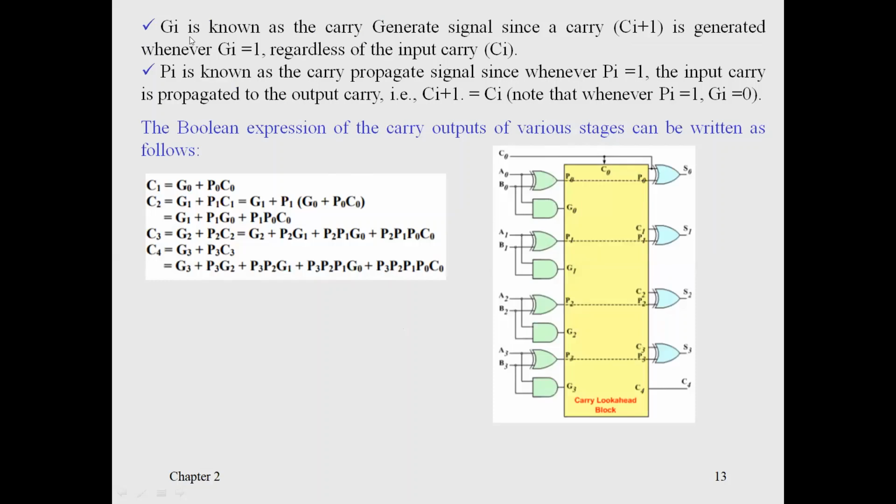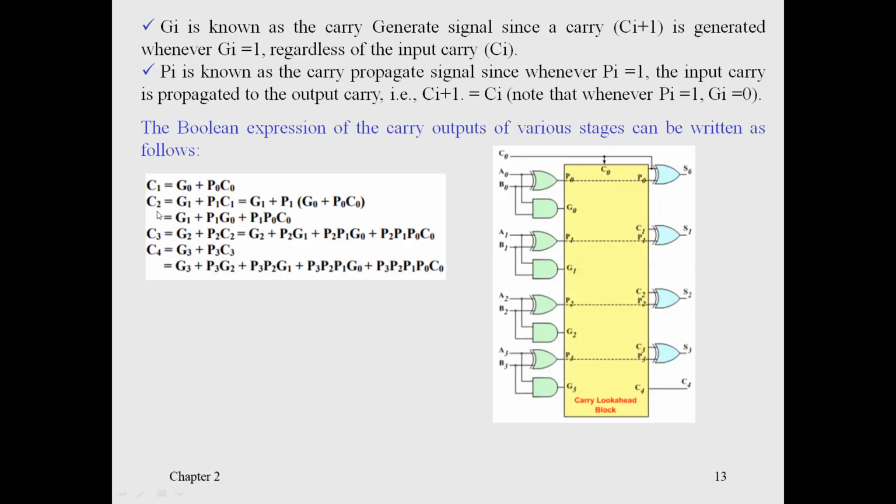Gi is known as the carry generate signal, since the carry Ci+1 is generated whenever Gi is equal to 1, regardless of the input carry Ci. Pi is known as the carry propagate signal, since whenever Pi is equal to 1, the input carry is propagated to the output carry, that is, Ci+1 is equal to Ci. We should note that whenever Pi is equal to 1, Gi is equal to 0. The Boolean expression for the carry out of various stages can be written as follows.